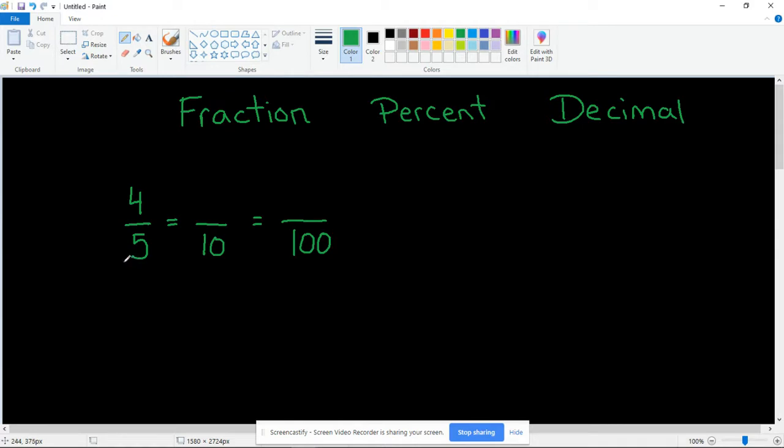So we know that 5, let's change the color so it looks nice, 5 times 2, and then do whatever you do to the top. Remember that from before. So 5 times 2 becomes 10. 2 times 4 becomes 8. So now I've got a fraction 8 over 10.